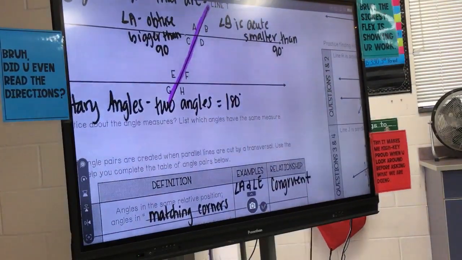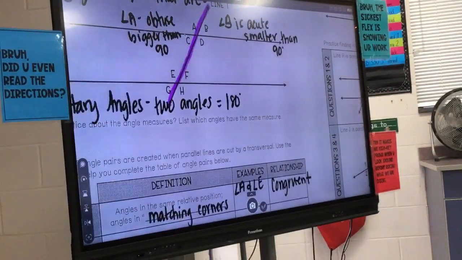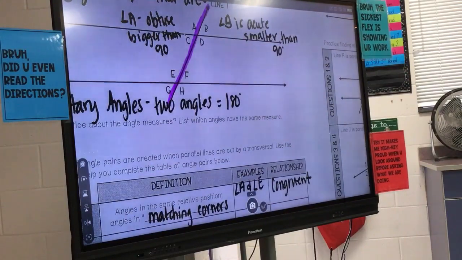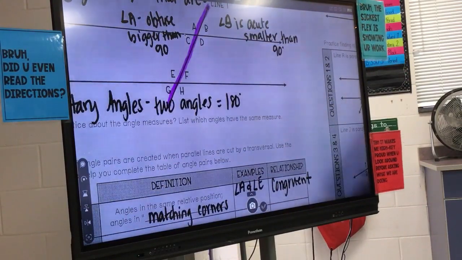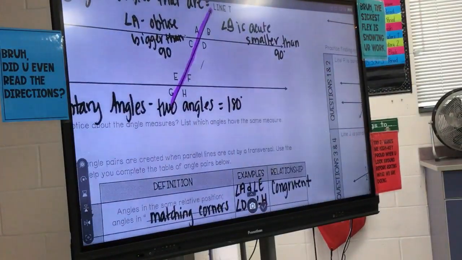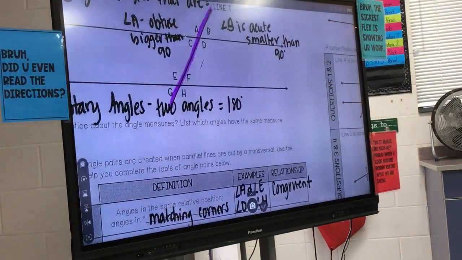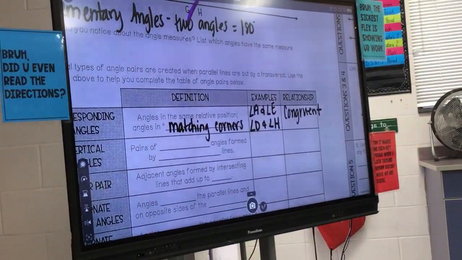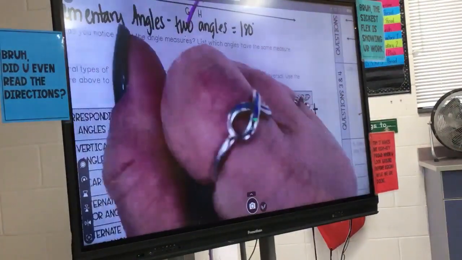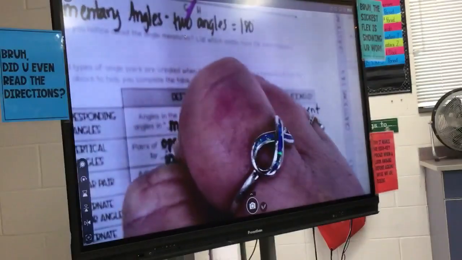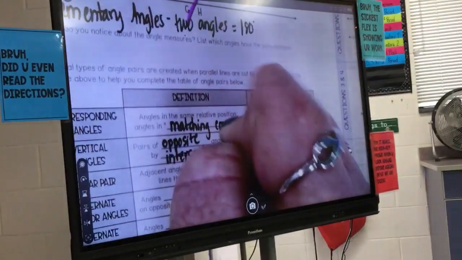All right, so someone else, looking at our figure, give me two other angles that are corresponding angles. Nevaeh. You said D and H, perfect. So angle D and angle H. And both of those are congruent. All right, the next one is vertical angles. This is pairs of opposite angles formed by intersecting lines.